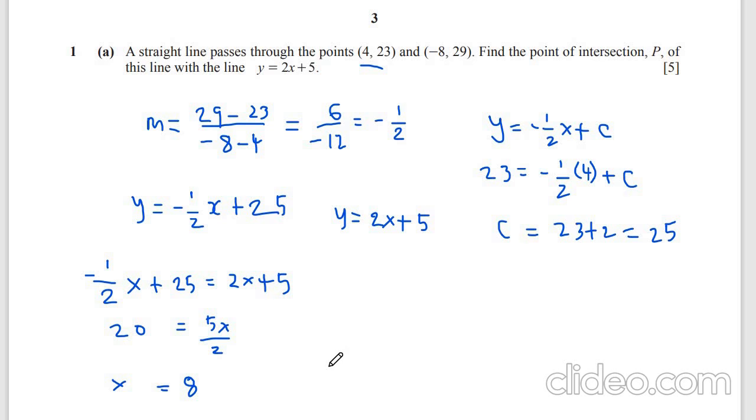x is 8 and the y value will be 2 times 8, 16, plus 5, 21. So 8, 21 is the coordinates of P.